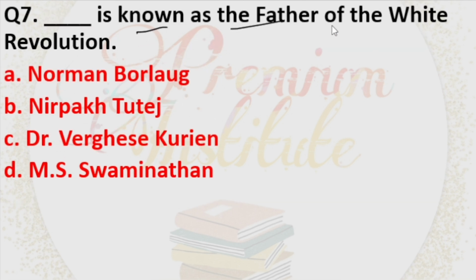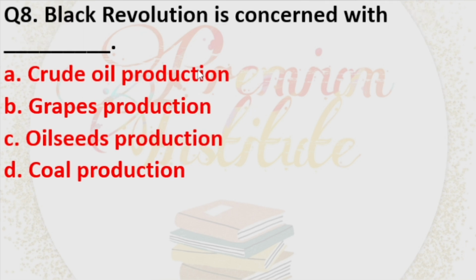7. Who is known as the father of the White Revolution? A. Norman Borlaug, B. Nirpak Tutej, C. Dr. Varghese Kurien, D. M.S. Swaminathan. Answer: C. Dr. Varghese Kurien. 8. Black Revolution is concerned with A. Crude oil production, B. Grapes production, C. All seeds production, D. Coal production. Answer: A. Crude oil production.